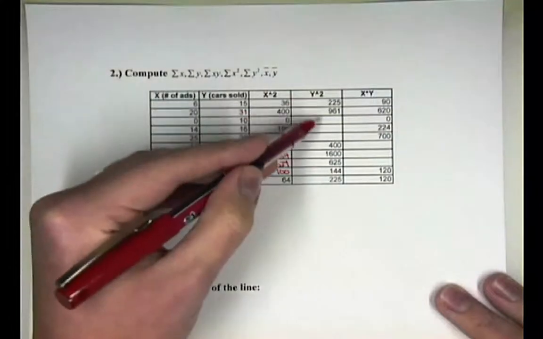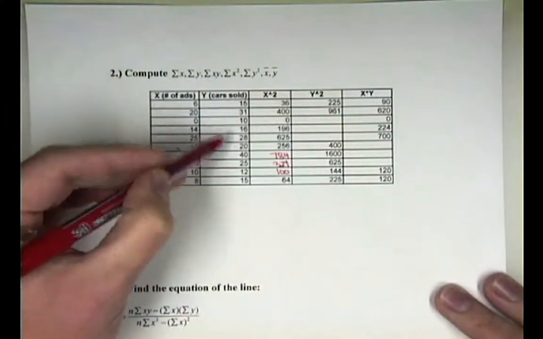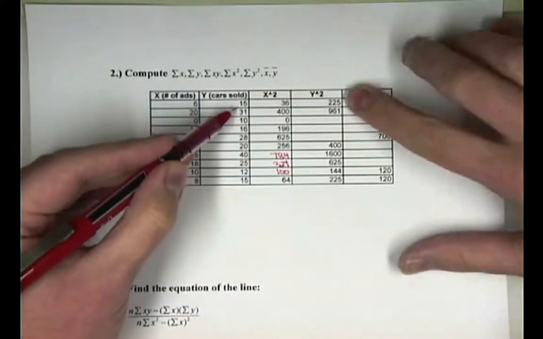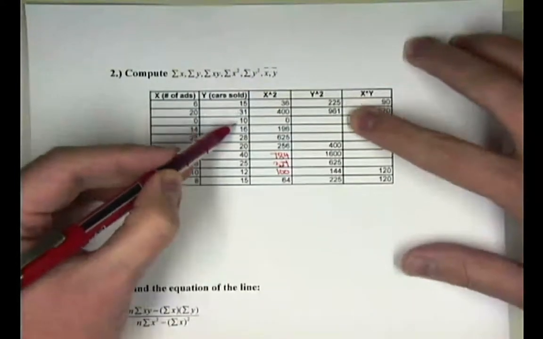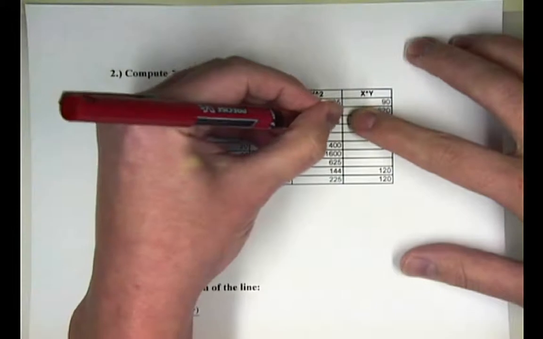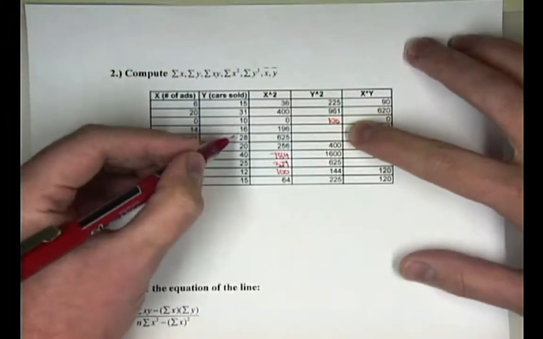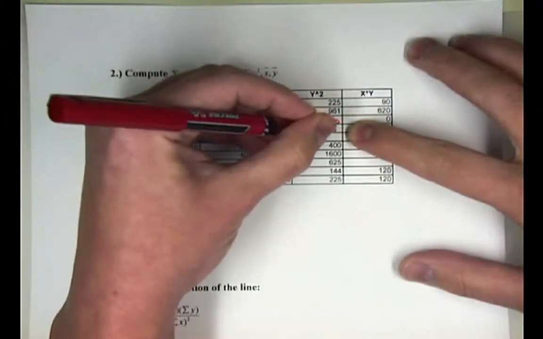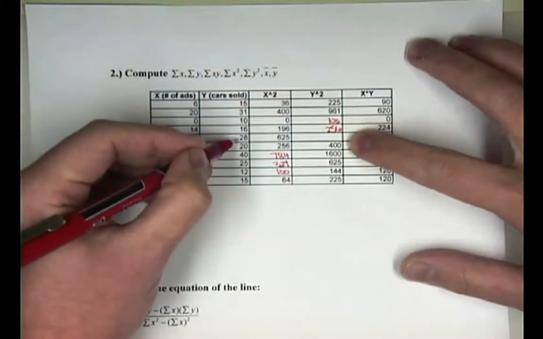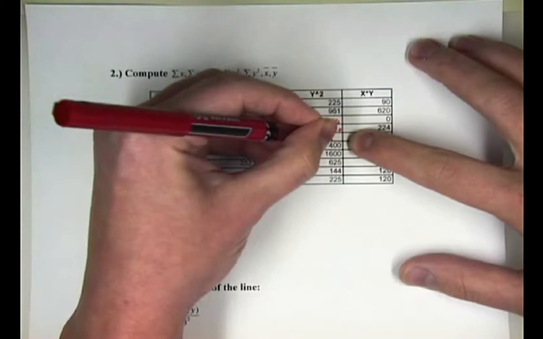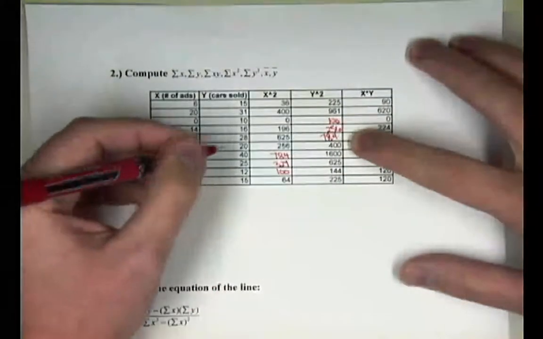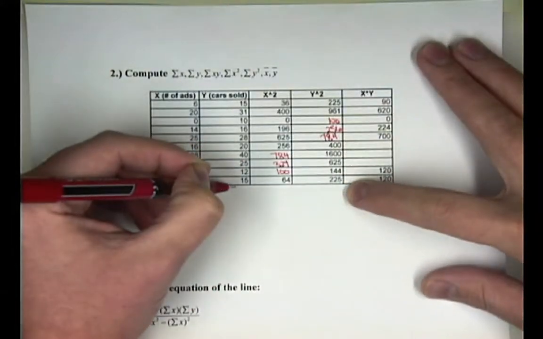Let's find the y squareds column by taking the y's and squaring each one. 15 squared, 225, 31 squared, 961. 10 squared, again, that one's easy, 100. 16 squared, that's 256. Most people know that one as well. 28 squared, most people don't know that one, but the calculator will tell you that it's 784. And so on and so on.